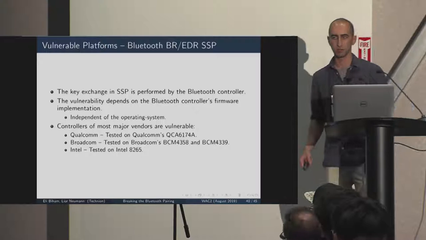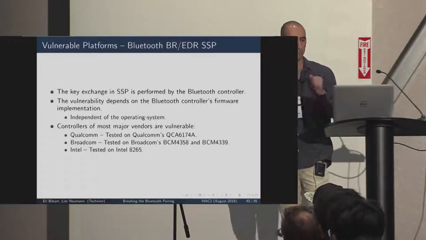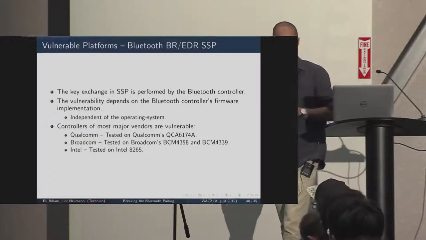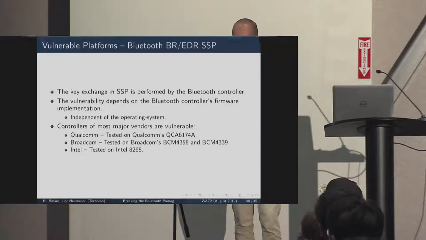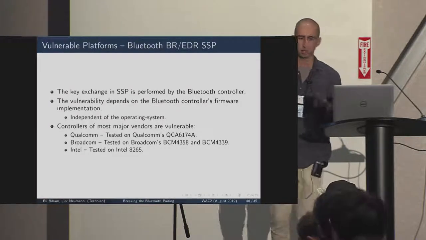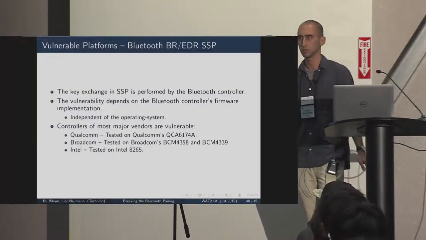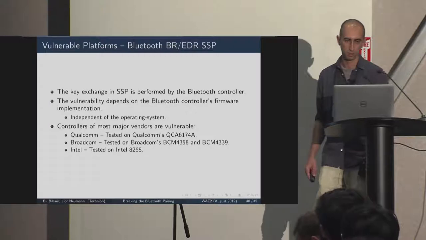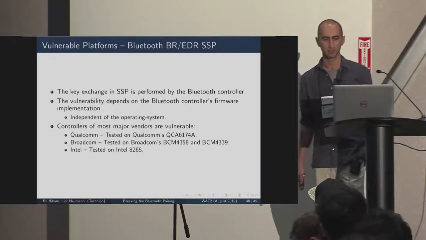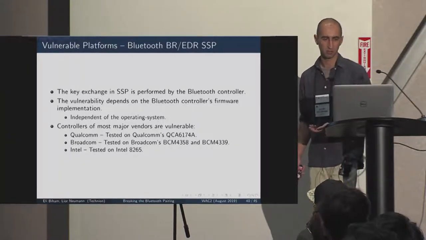Next, we moved on to the implementation of secure simple pairing. Secure simple pairing, as opposed to secure connections, is actually implemented by the Bluetooth chip. So we tested all three major vendors of Bluetooth chips, which are Qualcomm, Broadcom, and Intel, and found all of them to be vulnerable. I don't know if that was surprising or not, because by now we already knew that probably all of the implementations would be vulnerable.